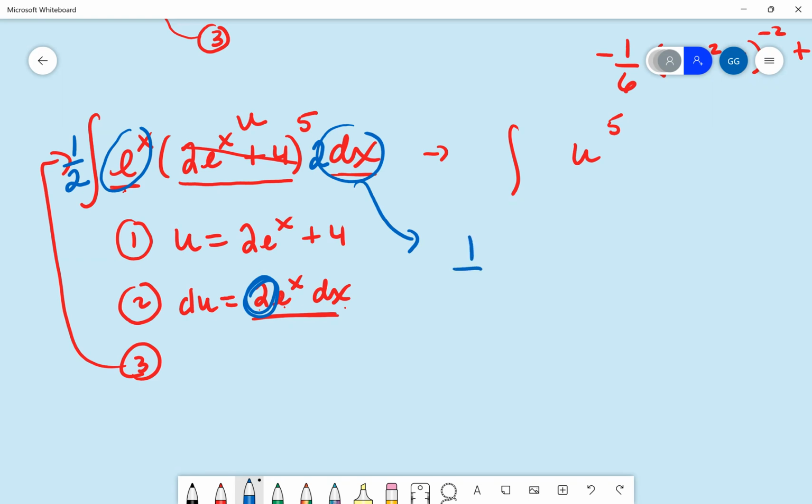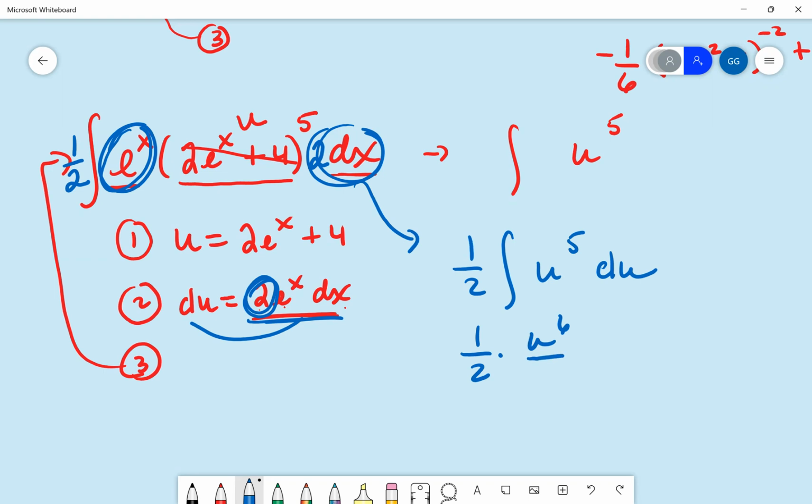So this cleans up to be 1/2 the indefinite integral of these two here multiplied, which give me the du, which is right here. And that is u to the 5th. And then that would be 1/2 times u to the 6th over 6 plus c, which is 1/12 times (2e to the x plus 4) to the 6th plus c.